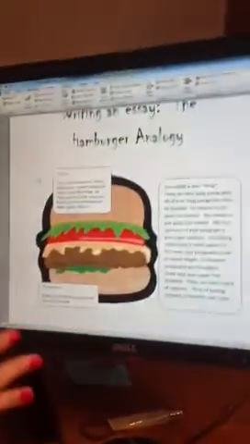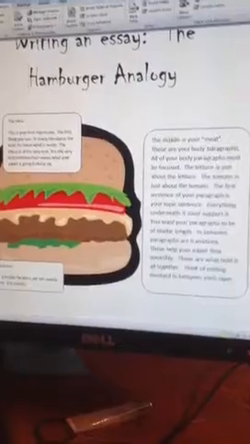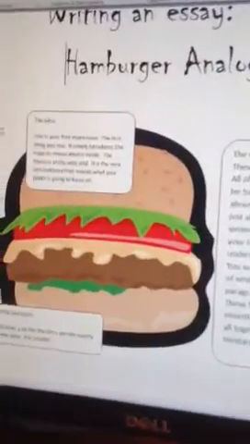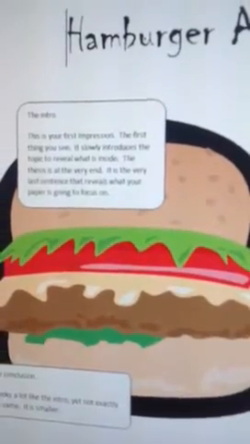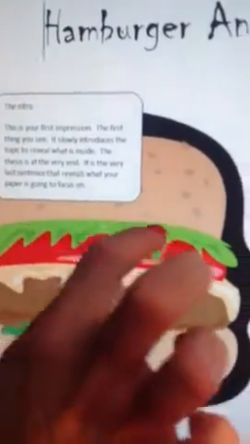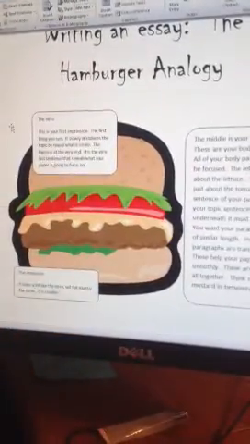But now let's look at my example. What I have here is that the bun is like the introduction. It's the first impression. It slowly introduces it to reveal what is inside. The thesis is at the very end, so it'd be right here at the bottom, and it reveals what your paper is going to focus on. So that's what you have first.